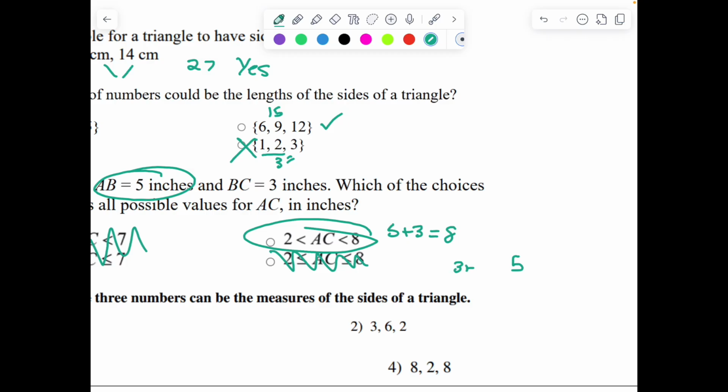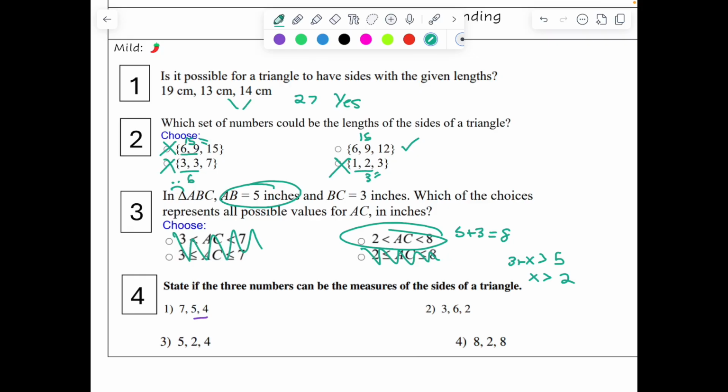Let's pretend that 5 is actually the longest side. So we have to make sure that 3 plus the other side AC is going to be more than 5. So x has to be more than 2, which is what we have here. So yes, that is correct.